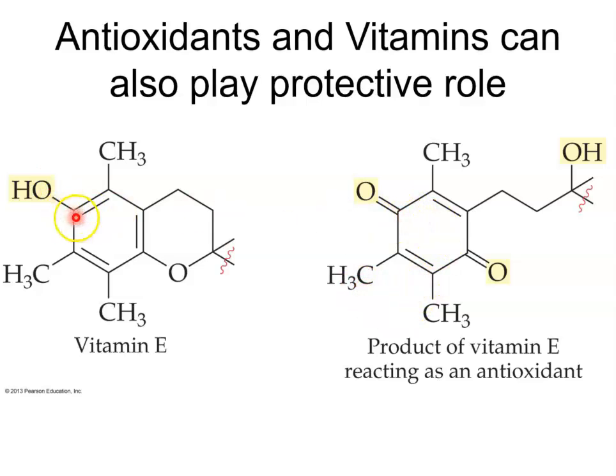So this is a product of vitamin E reacting as an antioxidant. That hydroxyl turns into a carbonyl group. We get another one on this side. We actually kind of break this chain. We're breaking this bond here, and this oxygen becomes a hydroxyl, and then we have a double-bonded carbonyl group here. So we can do a lot of things to mitigate some of the bad reactive oxygen species.